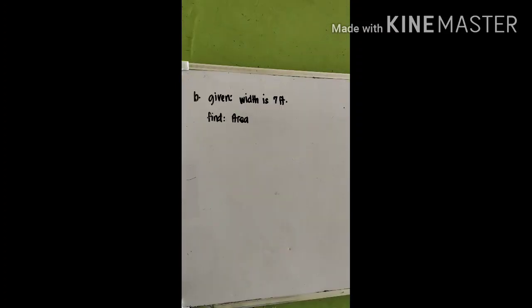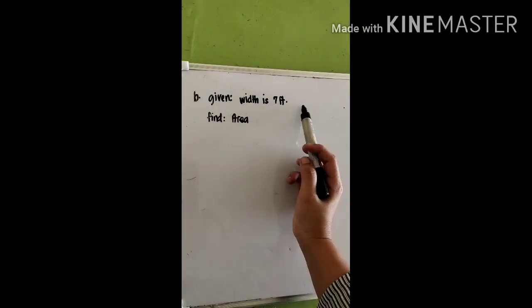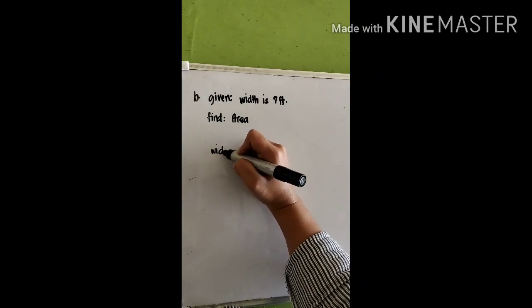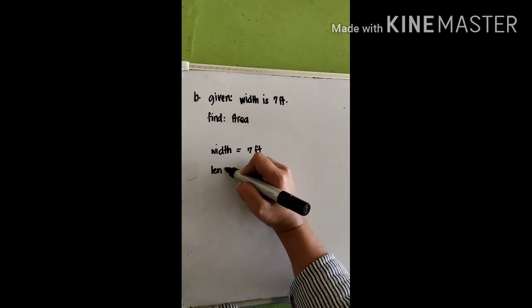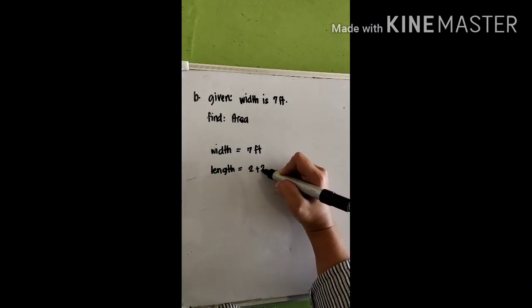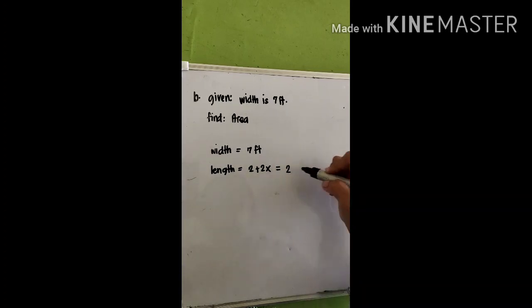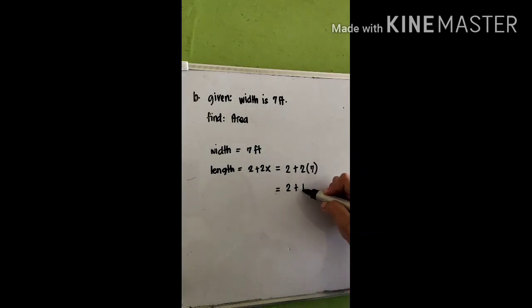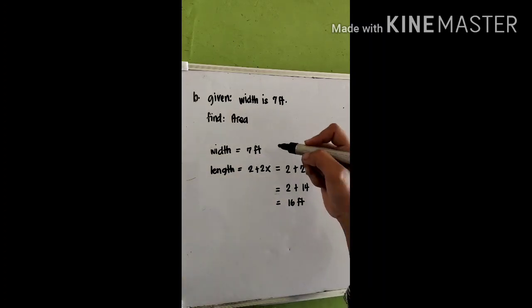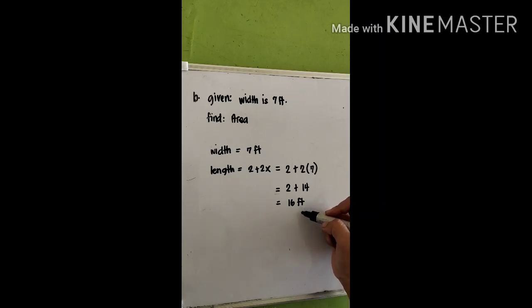For follow-up question letter B in our problem solving number 2, we are going to find the area of the same rectangular pen, but this time the width is 7 feet. So if our width is 7 feet, and this is the x, and our length, which is 2 plus 2x, this will now become 2 plus 2x, which is now 7 feet. So this will become 2 plus 2 times 7, that is 14, and 2 plus 14 is 16. So this is now 16 feet. Our width is 7 feet, and our length is 16 feet.